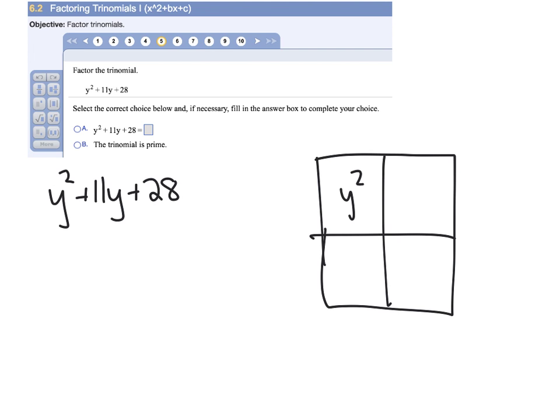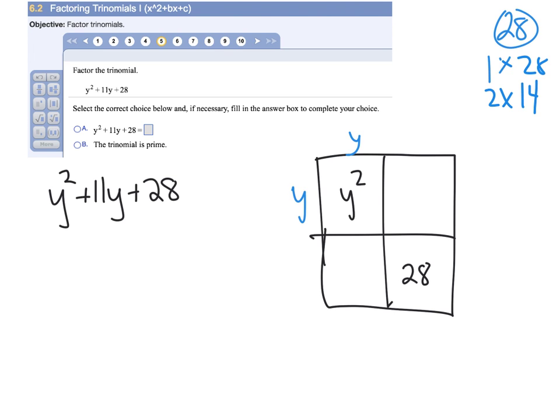So you've got y squared goes here, 28 goes here, and the only way to get y squared is to have y times y. So now let's think about that 28. Well, you can have 1 times 28, I've got 2 times 14, and I've got 4 times 7. Those are the only combinations that could be multiplied to get 28.